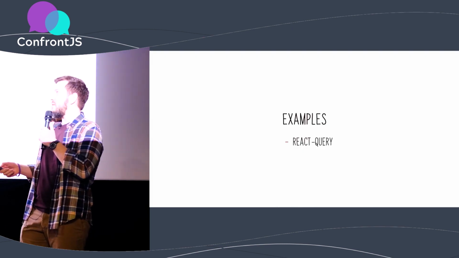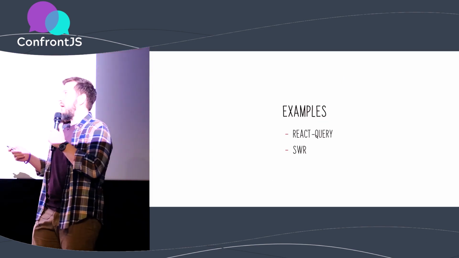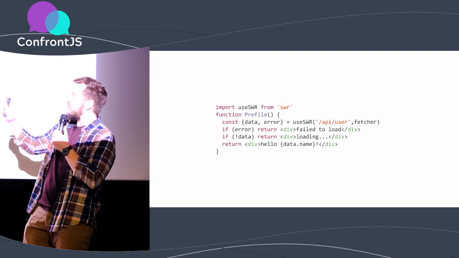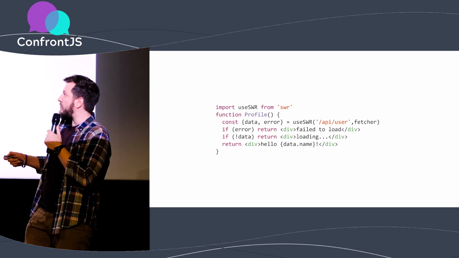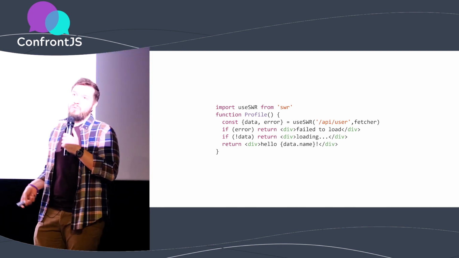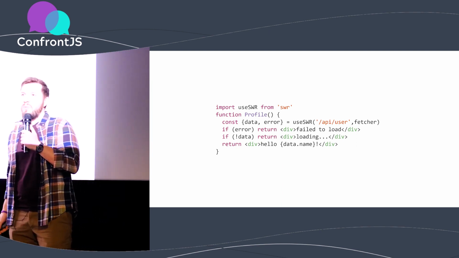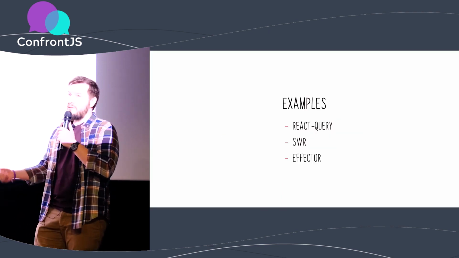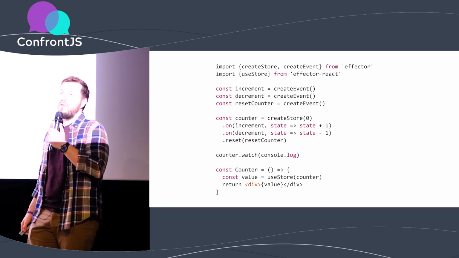Examples are React Query, a really nice library if you're using React, and SWR. So for example, here we have some code. We have our data, error and useSWR with the API endpoint, and that's it. So we don't ask for data just on page load. Each component asks for data. And Effector.js, again, the same idea. You're just asking for data from a backend.